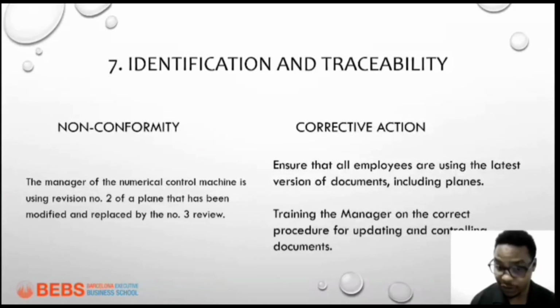This nonconformity is concerned with section 7.5.3 of the ISO 9001-2008 standard, which requires the organization to control all the documents. As a corrective action, the organization should ensure that all employees are using the latest and updated version of all the documents, including plans. The manager should be trained on the correct procedure for updating controlled documents. We also believe that the organization should review and update its procedures to ensure they are clear and comprehensive for all the employees.